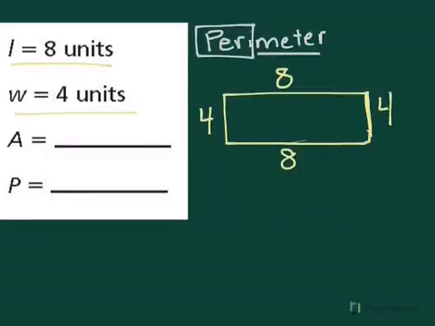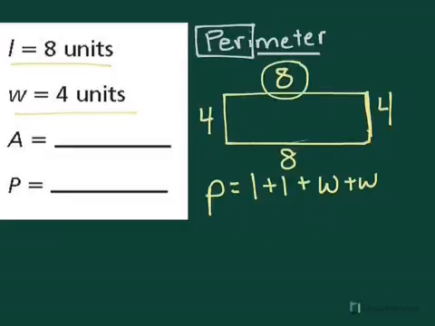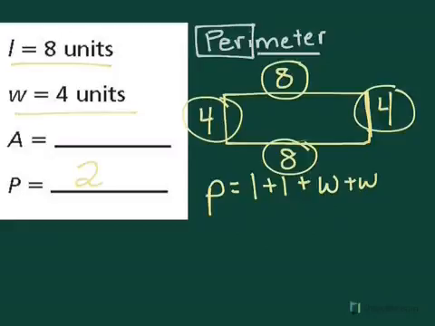To find the length around, or the perimeter, I simply add both lengths and both widths. So 8 plus 4 plus 8 plus 4. So I know that's going to give me 24.